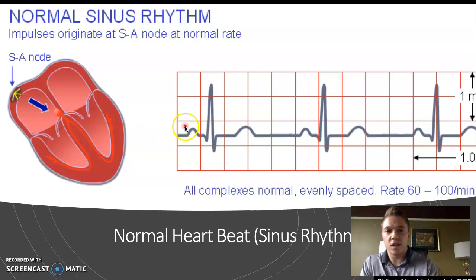You can see on the EKG here that you have a P wave, which shows the depolarization of the atria, then the QRS complex, which shows the depolarization of the ventricles, and then the T wave, which is just the repolarization of the ventricles. Everything is normal here. There's a rate of about 60 to 100 beats per minute, so obviously nothing to worry about.